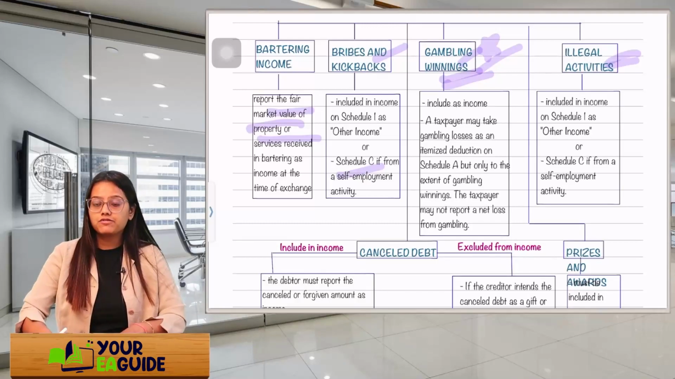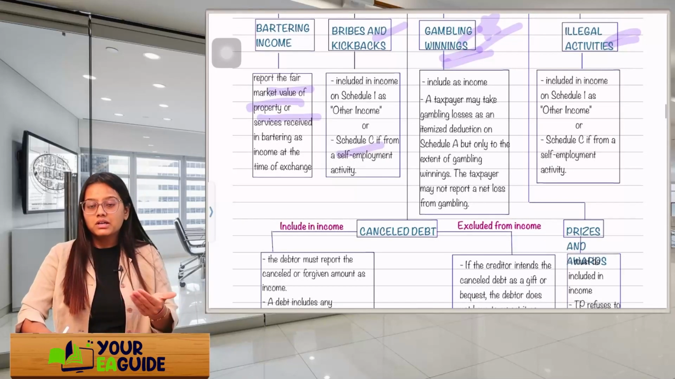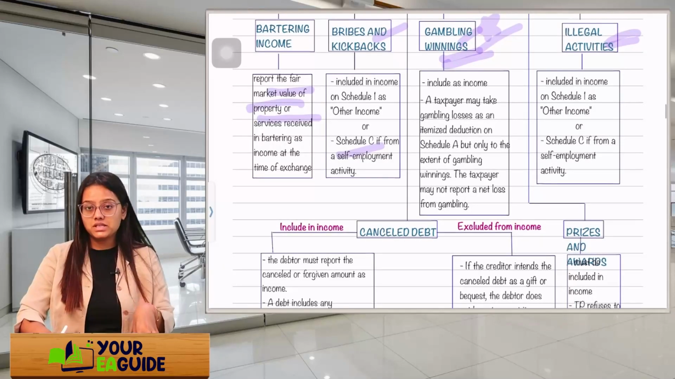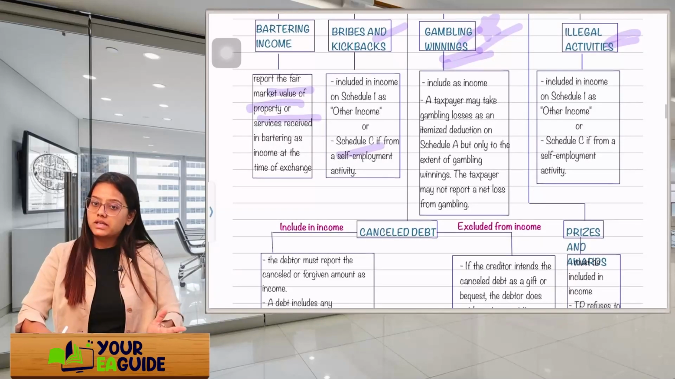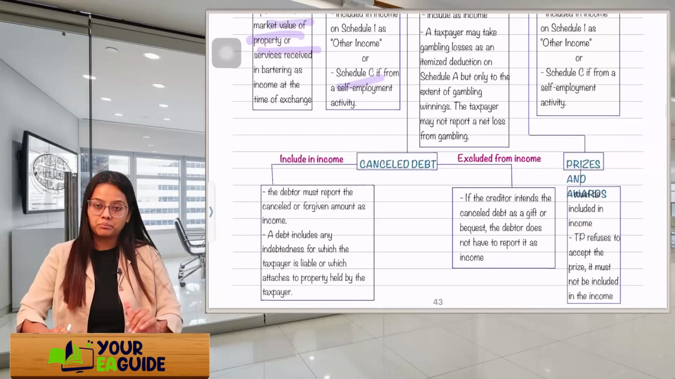Illegal activities: if someone incurs any illegal activities and through that they are earning income, then it should be included in their Schedule 1 other income, or if it's a business-related illegal activity, go to Schedule C and consider it as income and pay the self-employment tax also.